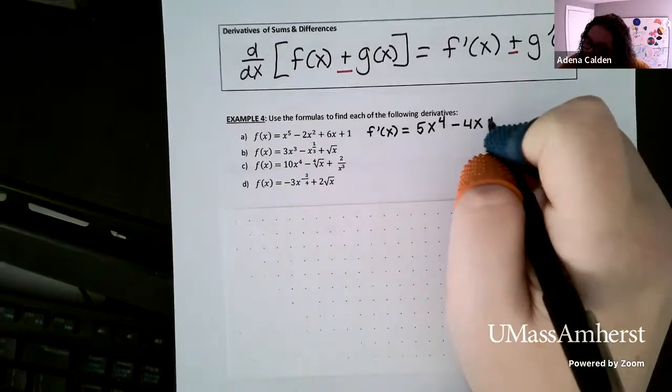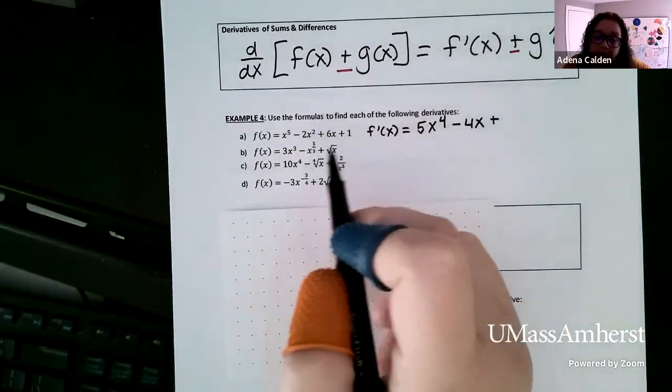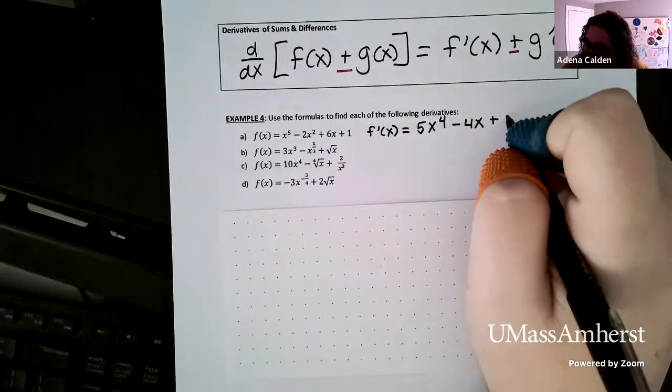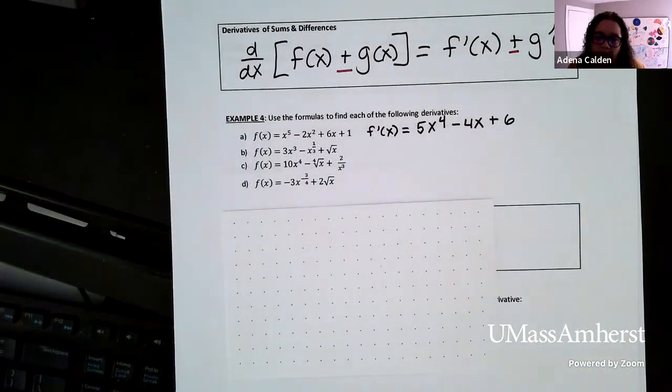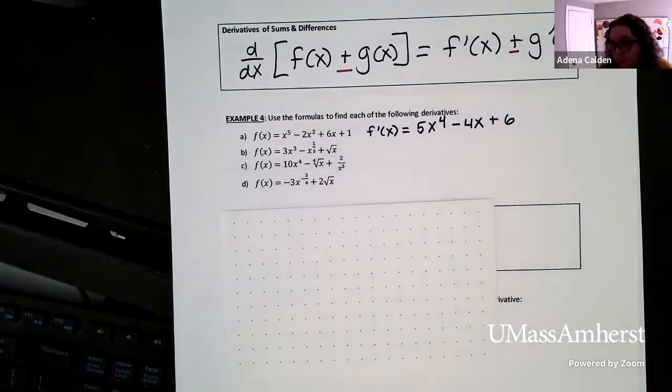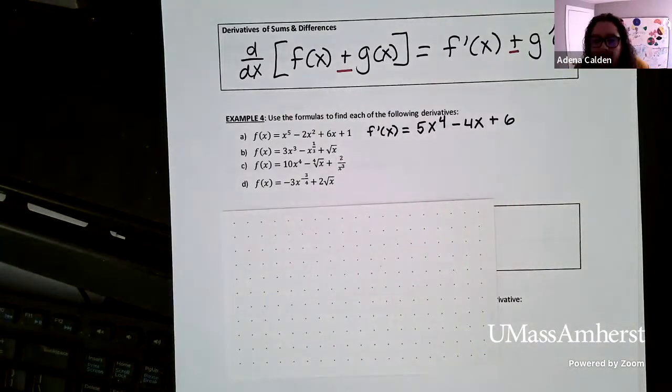The next term, we have 6x. So this is a linear term. So this goes to our formula. It says if you take the derivative of a linear term, you just get the slope of the line. And then finally, the 1 is by itself. So that's the constant derivative rule. And so the derivative of 1 will be 0. So our first derivative looks like this, 5x to the 4th minus 4x plus 6. Okay, so let's look at the next one.